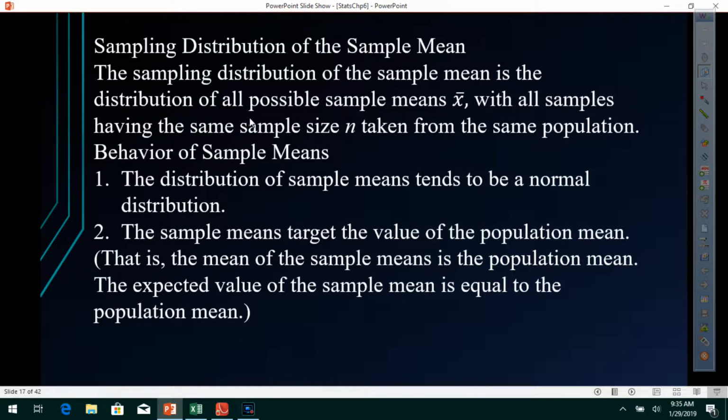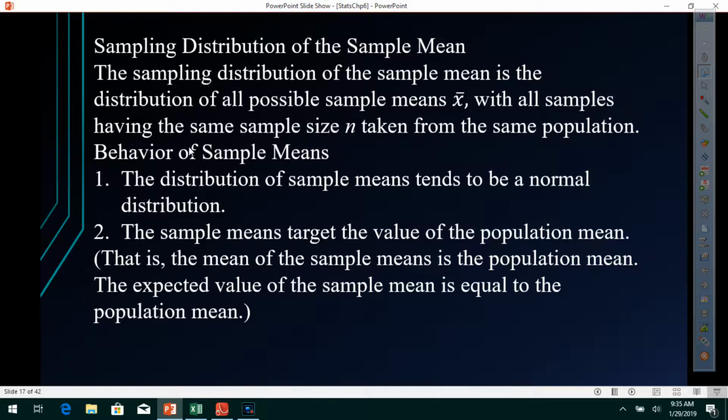Sampling distribution of the sample mean. The sampling distribution of the sample mean is the distribution of all possible sample means x bar, with all samples having the same sample size n taken from the same population. Behavior of sample means. The distribution of sample means tends to be a normal distribution. The sample means target the value of the population mean. That is, the mean of the sample means is the population mean. The expected value of the sample mean is equal to the population mean.